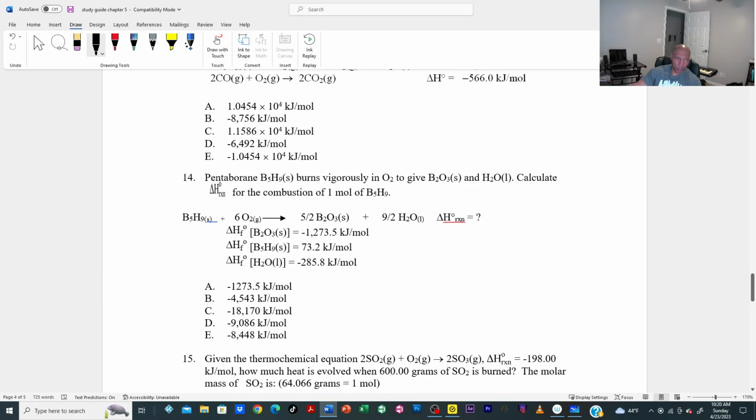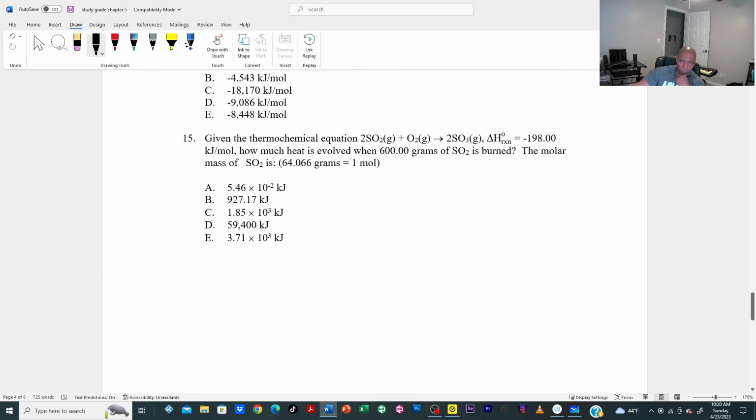Number 14, let me see. Okay, I'm not going to do number 14. I never should have added it, because we've done something like this before, haven't we? They want us to get the enthalpy change for this reaction, and they give us the enthalpy of formation of the products and our reactants. And of course, they didn't give it to us for O2 because it's an element in its most stable state. But you guys know how to do that.